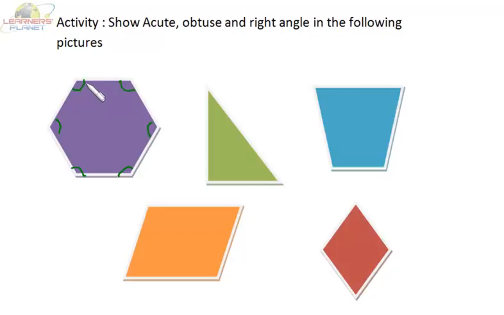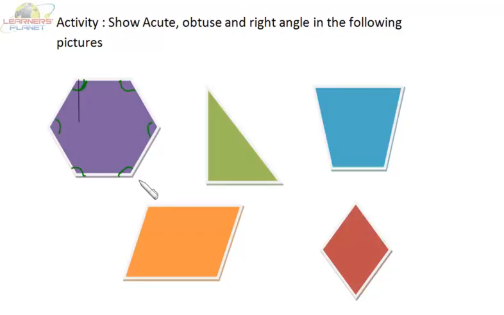So we can see this angle is more than 90 degree, and how we can identify that? I just draw a simple straight line over here. This angle is 90 degree and it is more than that. We can see the remaining portion over here. So it's an obtuse angle. So all the 6 angles in hexagon are obtuse angles.